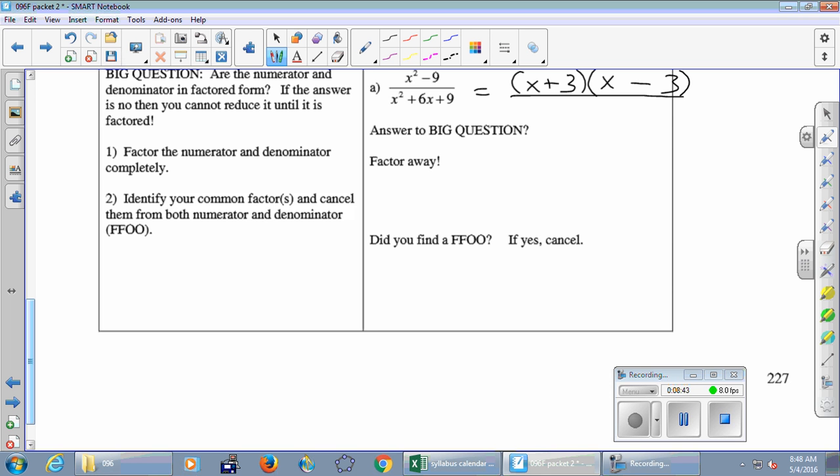The bottom is a completely brand new factoring problem for us. X squared plus 6x plus 9. Greatest common factor, what is it for those 3 terms? It's 1, so we can't do anything there. Is it a difference of 2 squares? Nope. So the last kind of factoring is the 2 by 2 box.